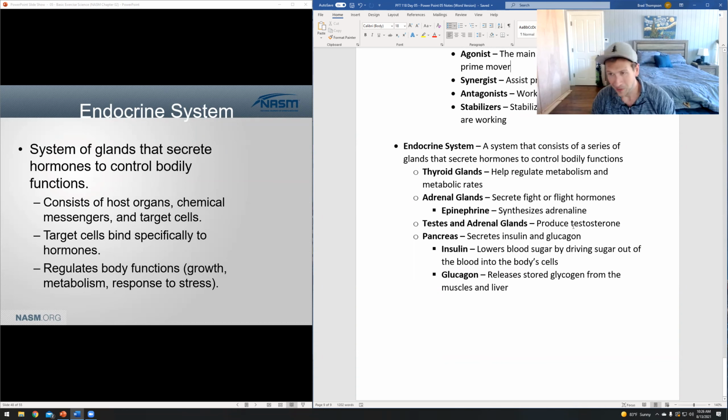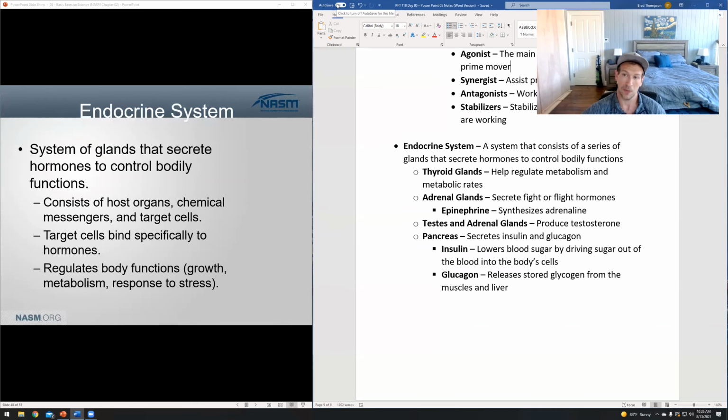All right, we're going to wrap things up today by talking about the endocrine system. So this is also a control system, but like I said, you can see NASM, I mean, we only got a little bit of notes here. There's not a ton of information in your book about the endocrine system, just because it's not something that we directly affect.